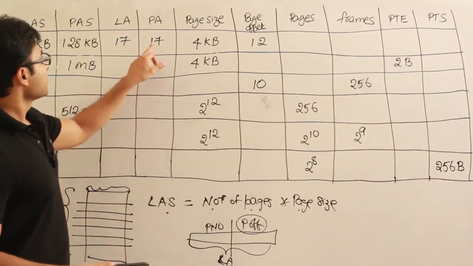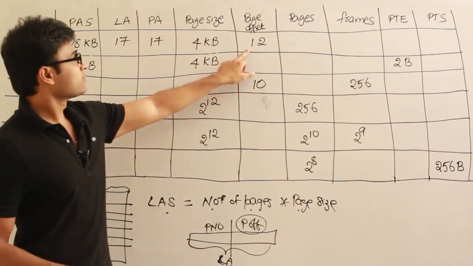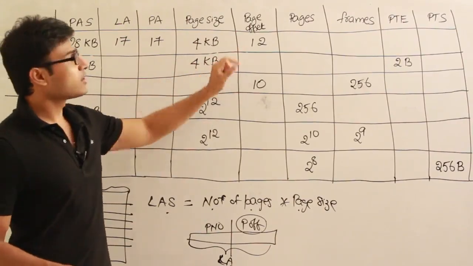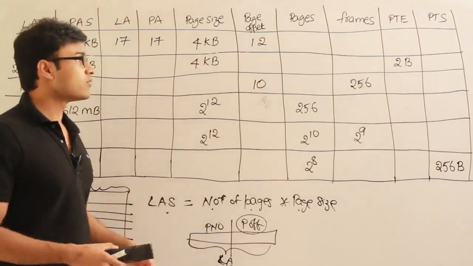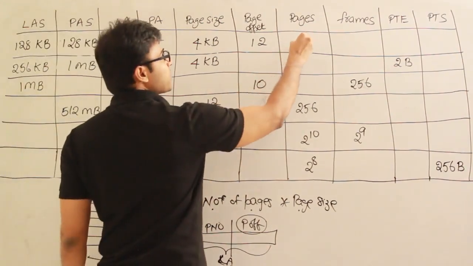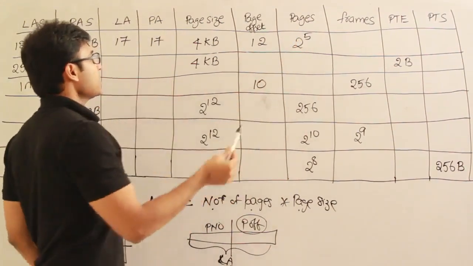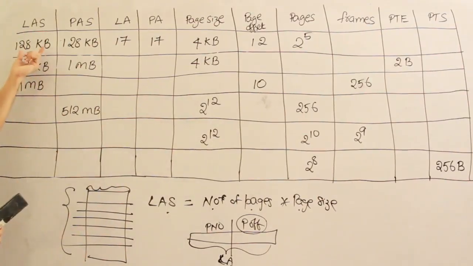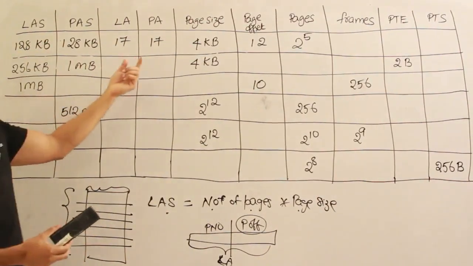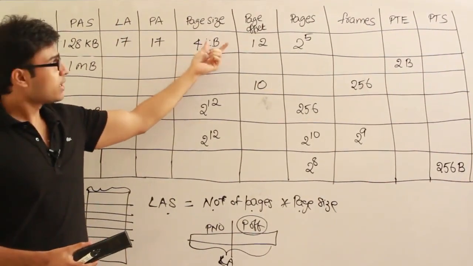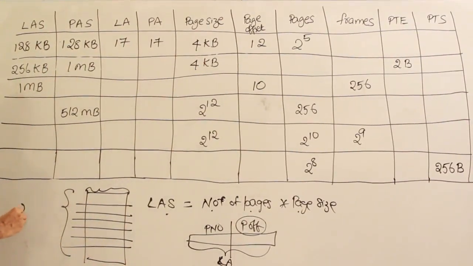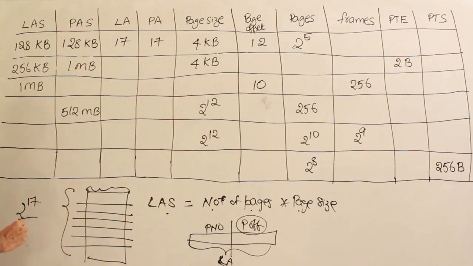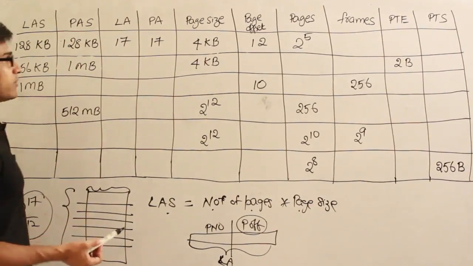So now from this logical address you subtract this. 17 minus 12 is 5. Therefore 5 bits are used for the page number field. Therefore it will be 2 power 5 pages. Or the other way is, you take this 128 KB and you divide it by the page size, then you get 32. How? 128 KB is nothing but 2 power 17 and the page size is 2 power 12. Therefore again you get 2 power 5. You can do it either way.